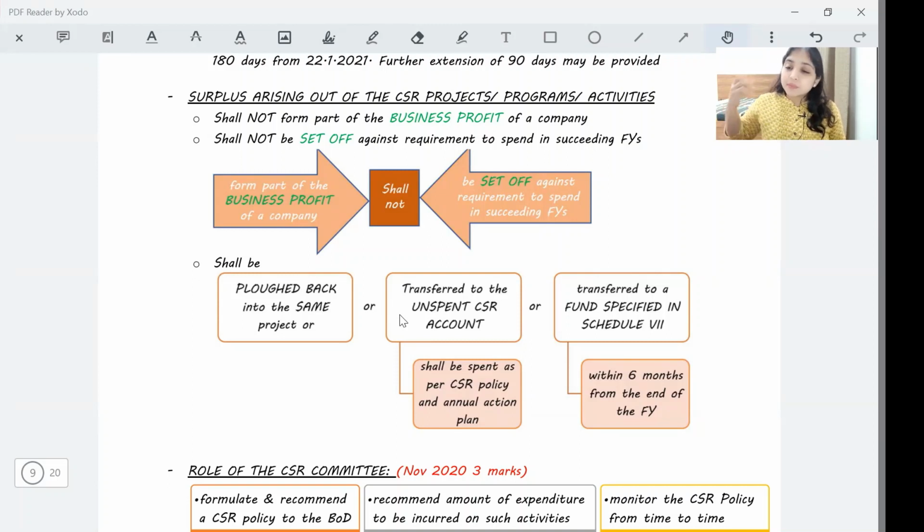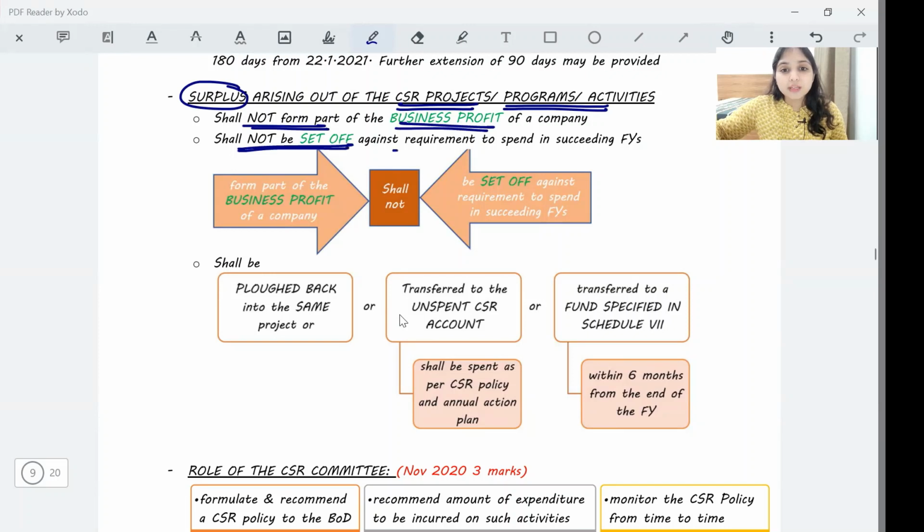Now that surplus, can we call that surplus as profit of the company? With that surplus, can the company declare dividend? No. Whatever surplus the company earns out of CSR projects, out of CSR activities, will not be a part of the business profit of the company. It will not be set off against the requirement to spend in the succeeding years. If the company makes any profit out of CSR projects, you cannot set it off against subsequent years. For example, this year, if the company made 5 lakh rupees profit out of a CSR activity, it doesn't mean next year you can spend 5 lakh rupees less.